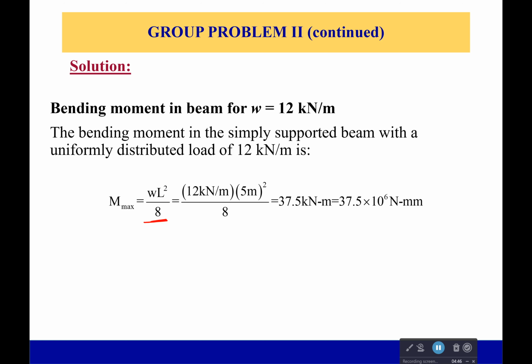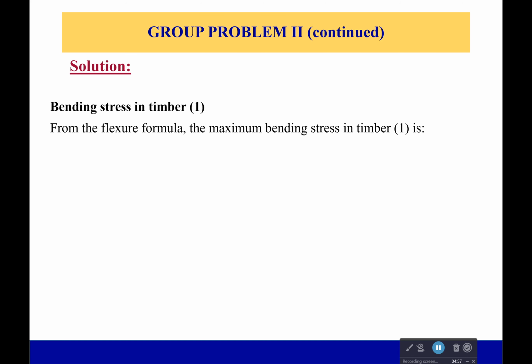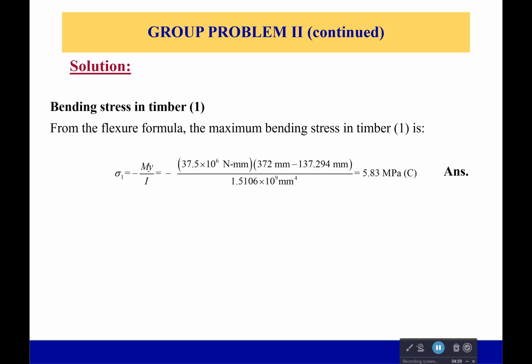So what we get there is that it's 37.5 times 10 to the 6 Newton millimeters. It would be our max moment for a 12 kilonewton per meter load. Now, what would be the bending stress caused by this? Well, we have our bending moment. We know what the distance is from the centroid to the edge. We want to go to the furthest edge possible. And we over our moment of inertia. And so it would come out to be 5.83 megapascals.